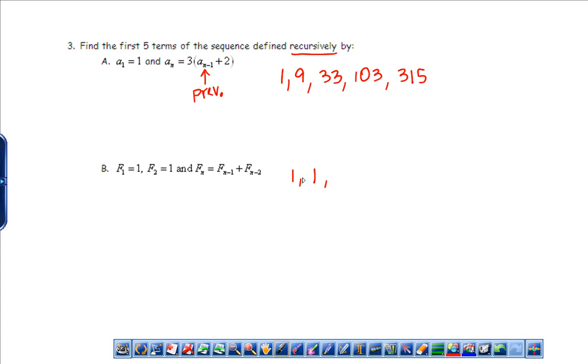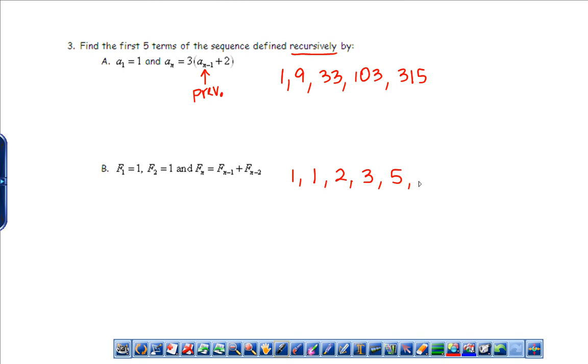So in order to get the third term, I have to add up the 2 previous numbers. Okay, so the third term is the first term plus the second term. So that's going to be 2. All right, now to get the next one, I'm going to add 1 and 2 to make 3. And then to get the next one, I'm going to add 2 and 3 to get 5. It's not summation of the whole thing. It's just the 2 previous terms.